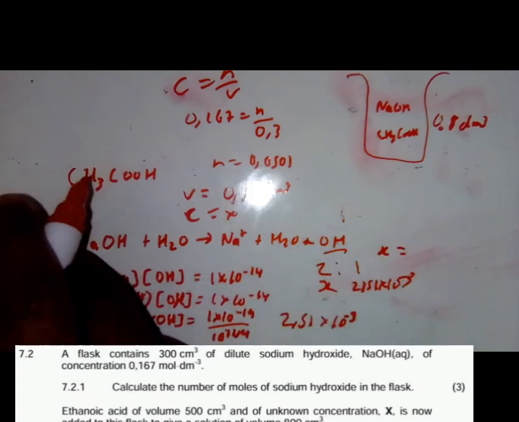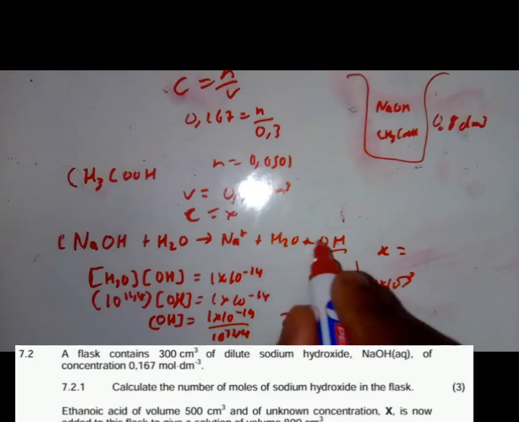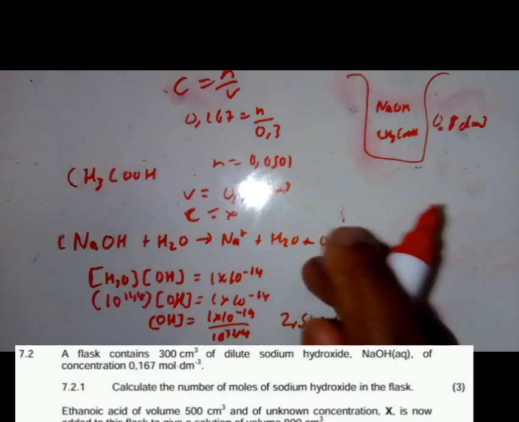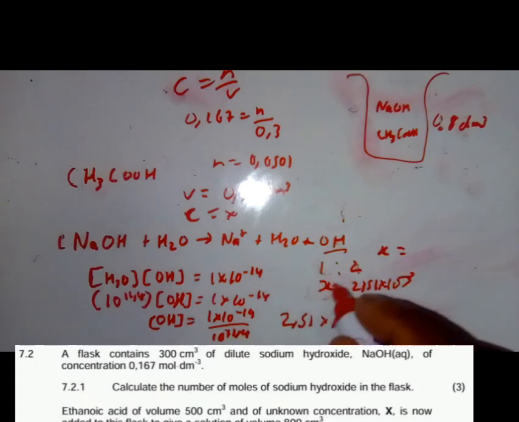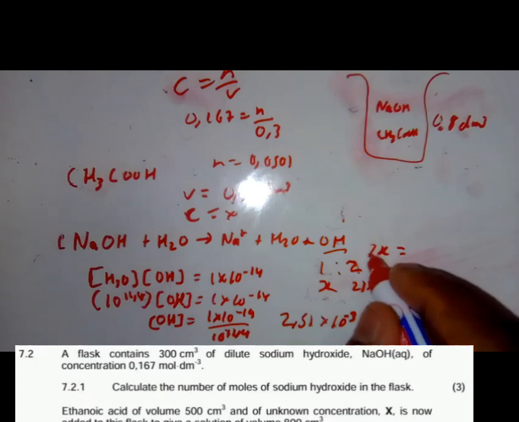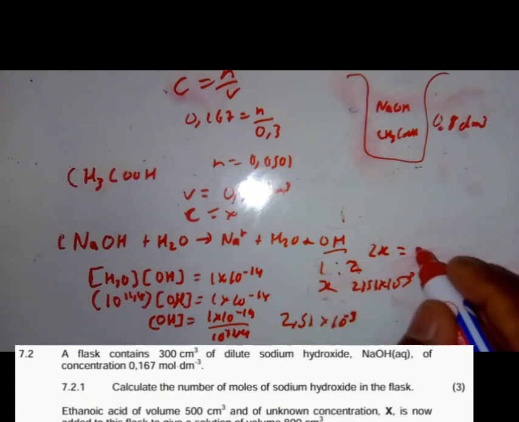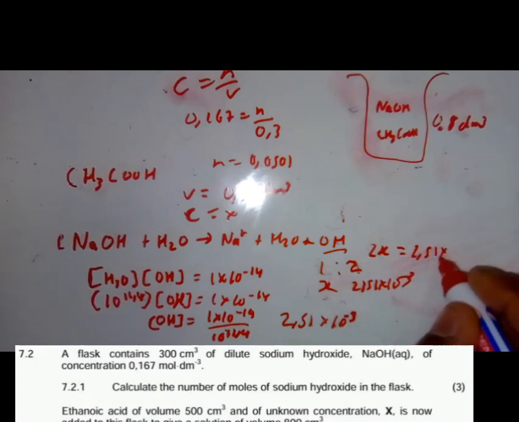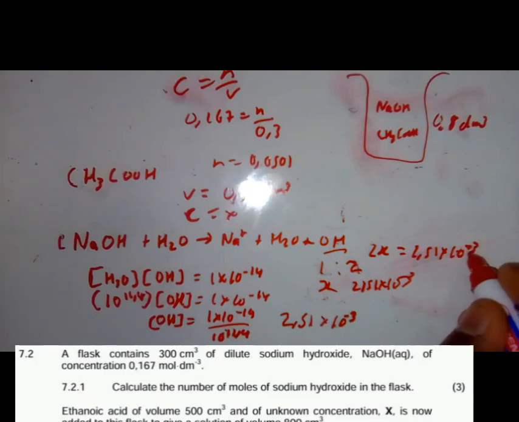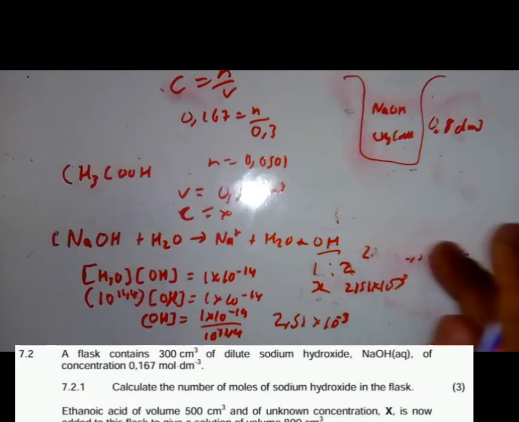What if it was instead 1:2? Let's just say this was 2. Then you would have said 1:2. So when you cross multiply, this would have been 2x. And then this one, when you cross multiply, is just 2.51 times 10 to the power of negative 3. And then you divide both sides by 2, and then you end up getting x. So that's how it is.